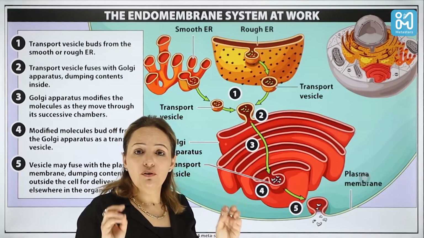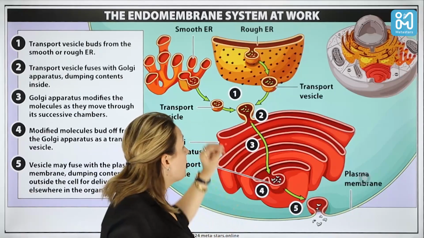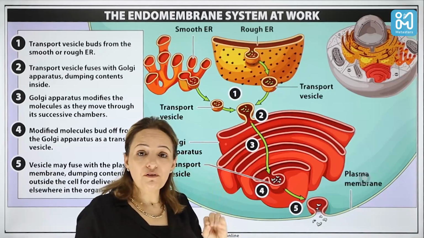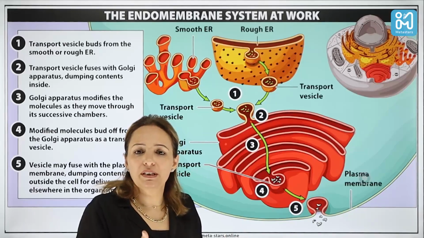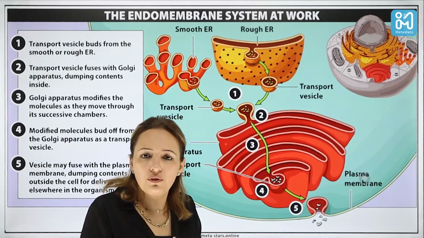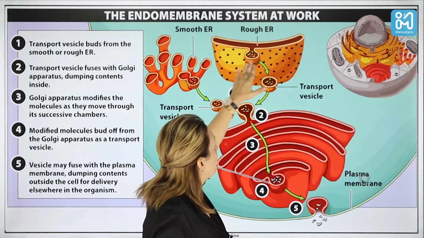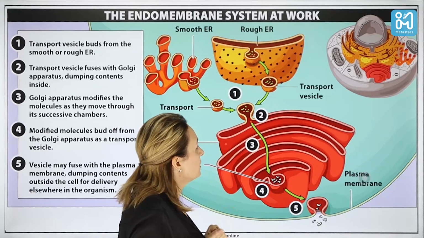So we have two types. The rough endoplasmic reticulum is called rough because it has ribosomes. And so the function of the rough endoplasmic reticulum is basically the production of proteins, because it is covered with all the ribosomes in here.